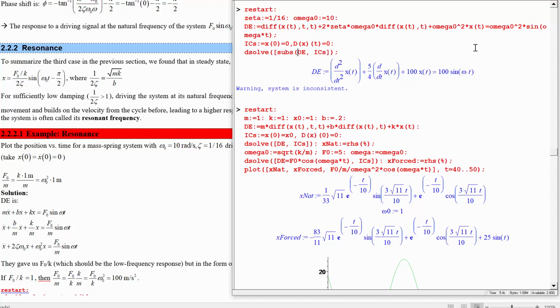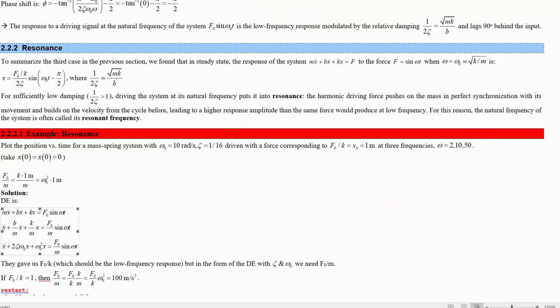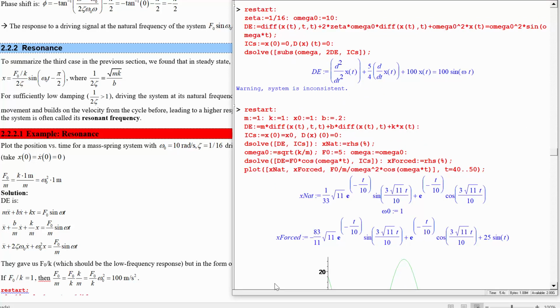Let's try subs omega is 2 into that. Subs omega equals 2 into the differential equation. Oh, maybe I typed something wrong. I wonder if anybody watching sees it. System is inconsistent. Ah, I see it now.